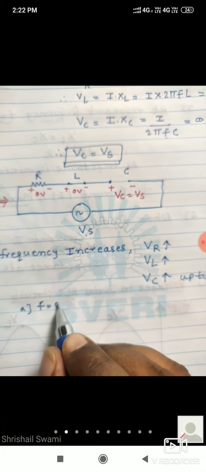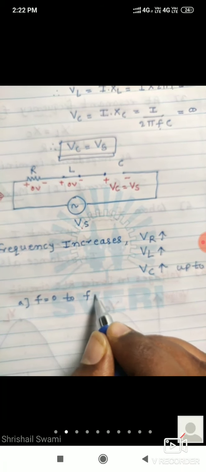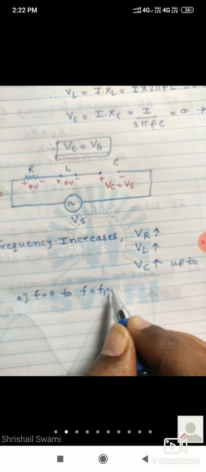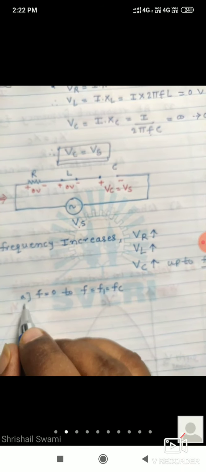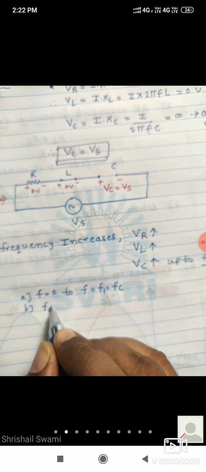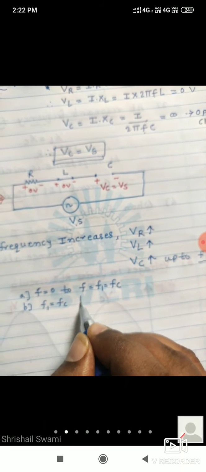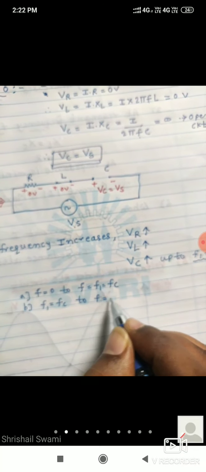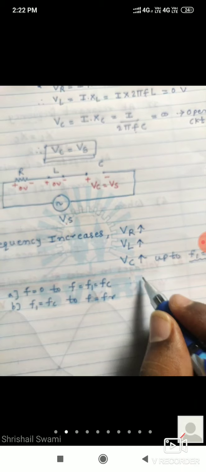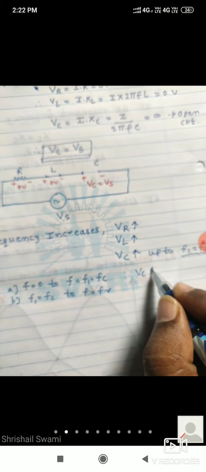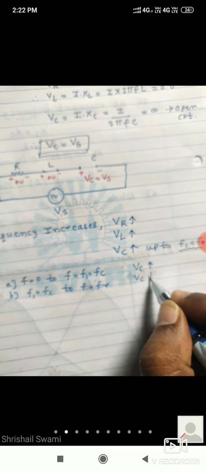F is equal to 0 to F1, let's say FC. And the second region will be F1 is equal to FC to F is equal to FR. So there will be two regions. In the first region VC is going to increase and in the second region VC is going to decrease. So there will be two parts.